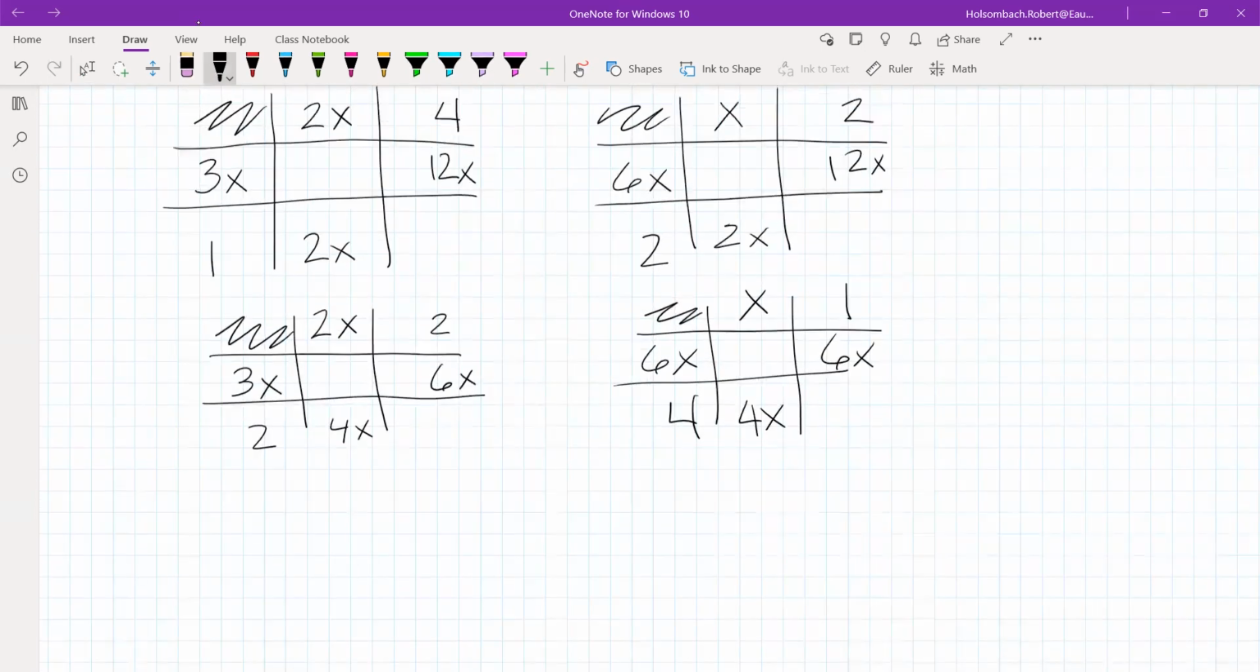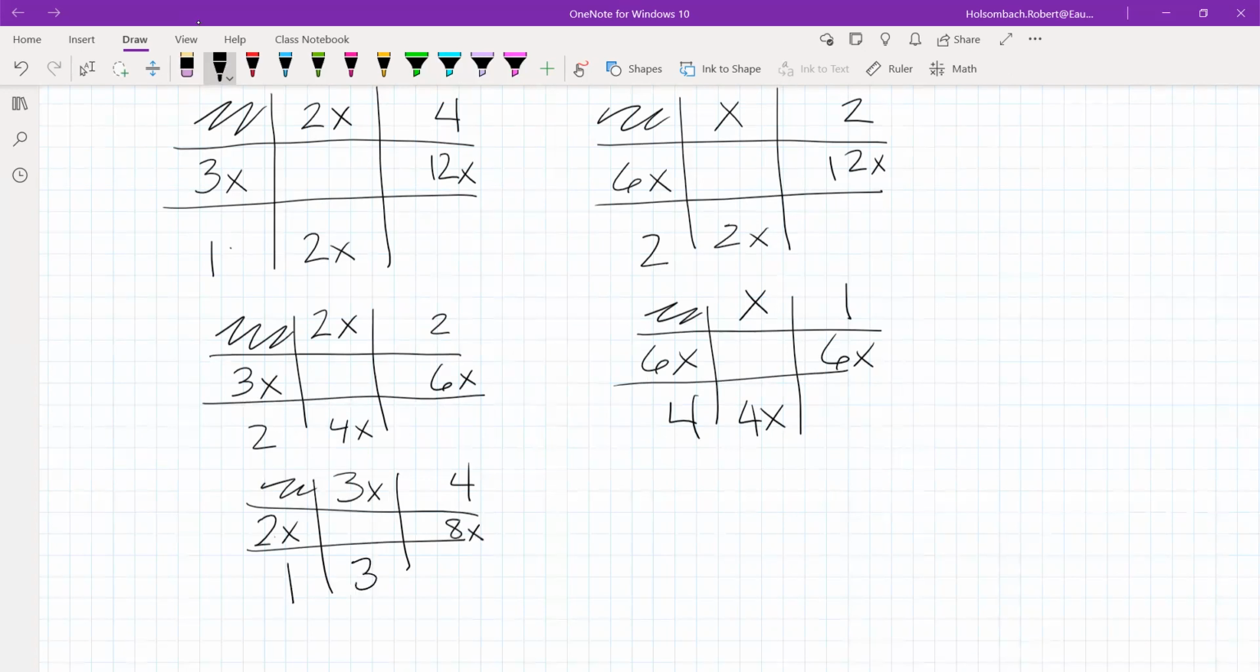So I'm trying to keep these where I can see them. What haven't I tried? 3x and 2x. I've tried 4 and 1. Okay, here we go. How about the 4 times the 2 gives me an 8x, and the 1 times the 3, yeah, finally, gives me the 3x.